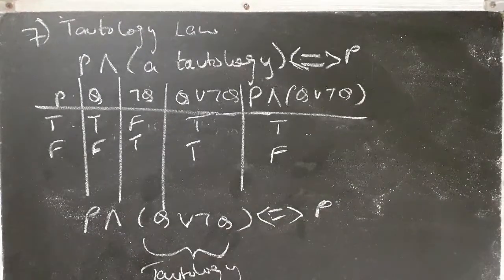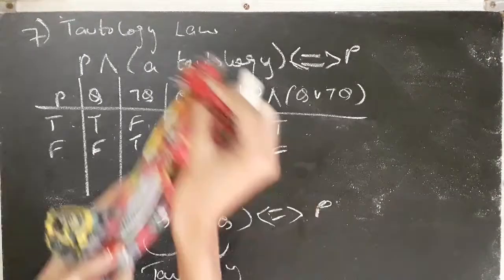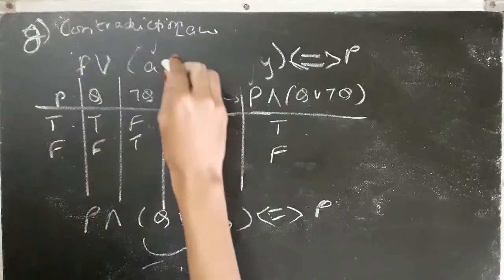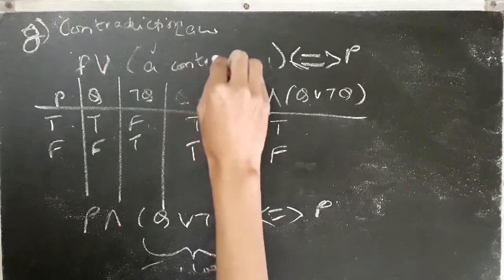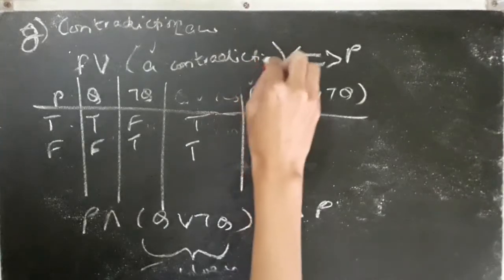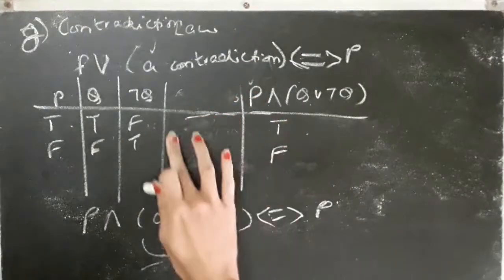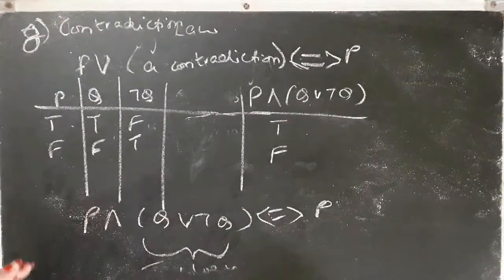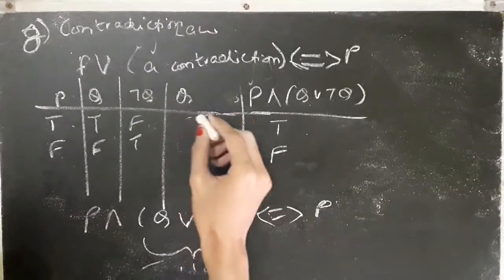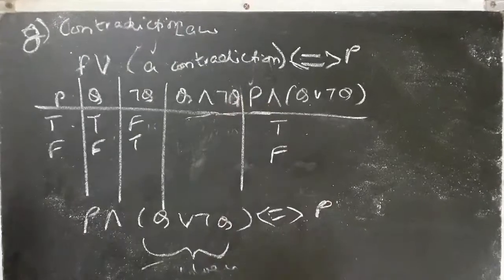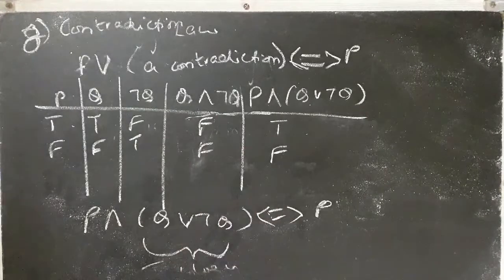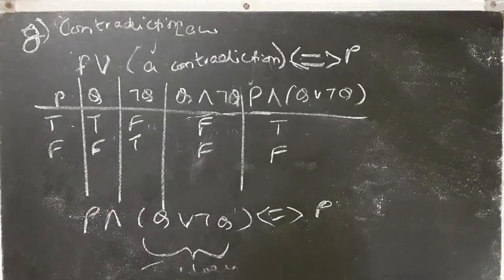Now the contradiction law is almost the same. What does it state? P or a contradiction is logically equivalent to P. Again, let us consider the same truth table as before: P, Q, negation of Q. And now we will consider Q and negation of Q. What is Q and negation of Q? It is always false, right? So, Q and negation of Q is a contradiction in this case.